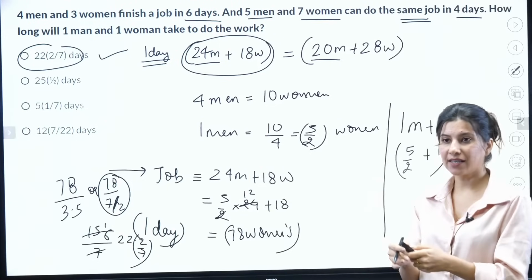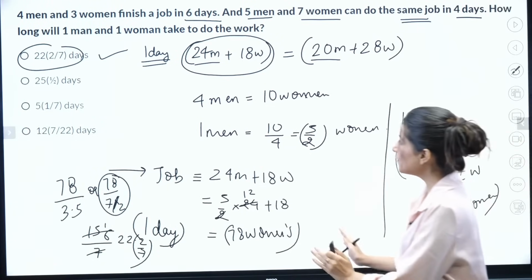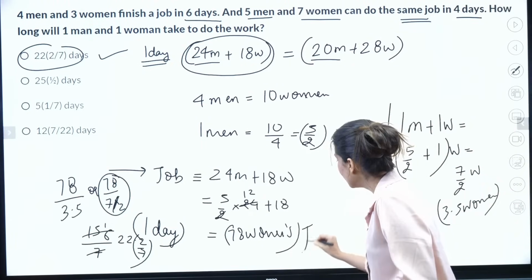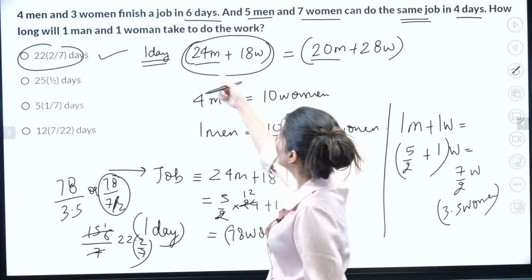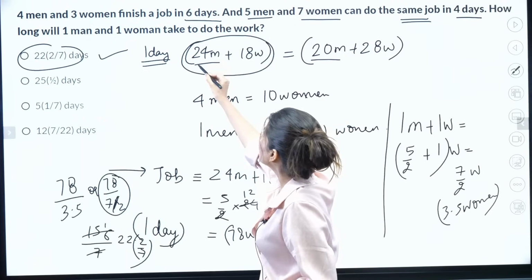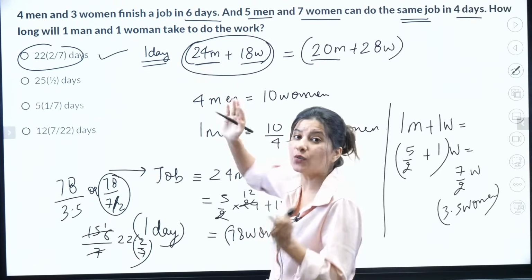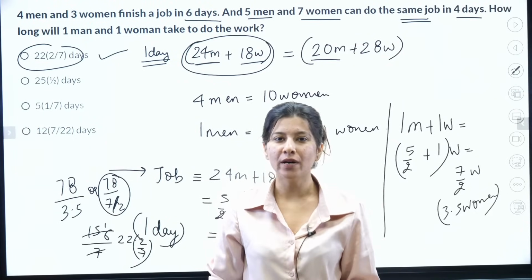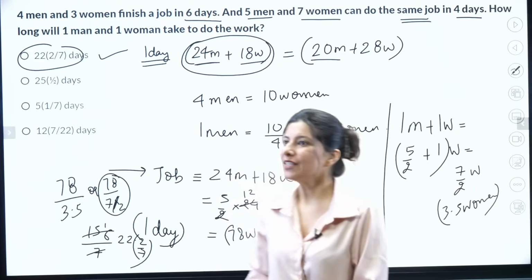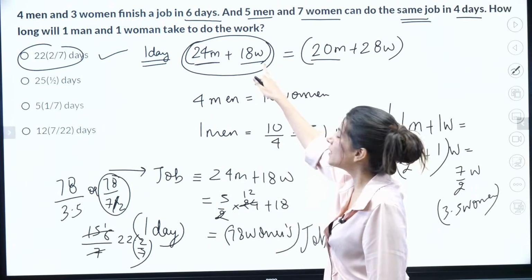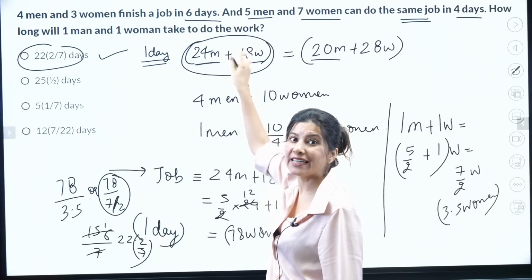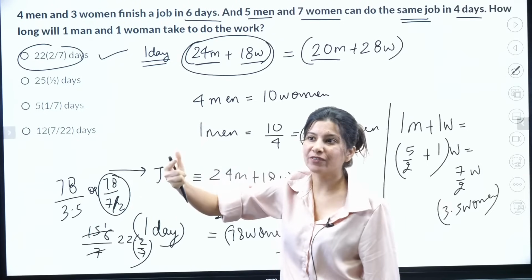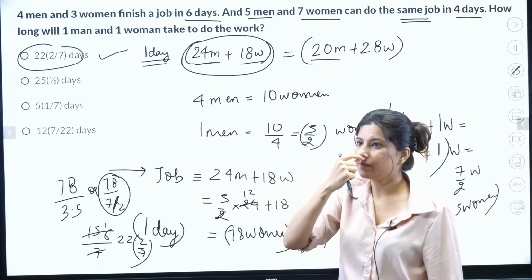Better? Yes? So yes, same job. This 78 women is actually not 78 women. It is a job. Right? This is a job. We are calculating one day. That means 24 men and 18 women. It is not a one man job. It is a 5 men job. So this is actually 24 men plus 18 women is job. Basically the amount of work. We are measuring the amount of work with the help of the manpower. Okay. All right.